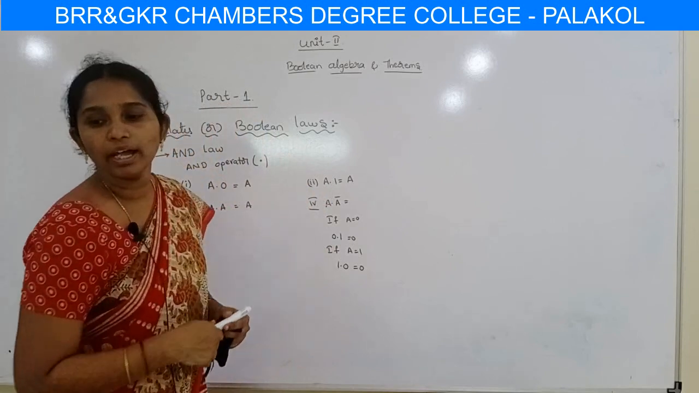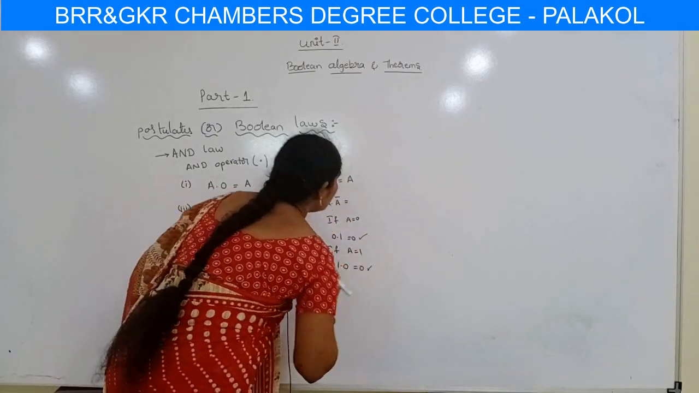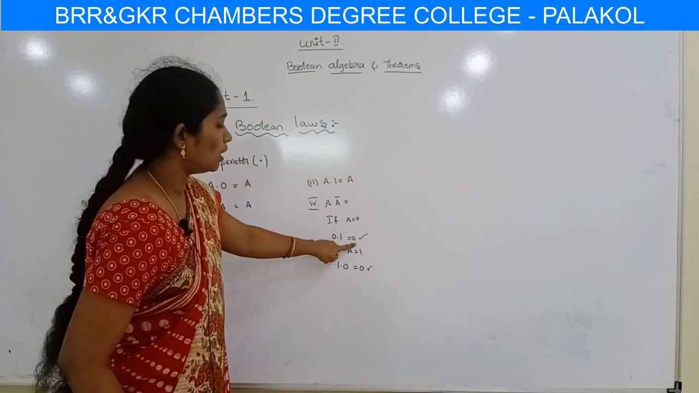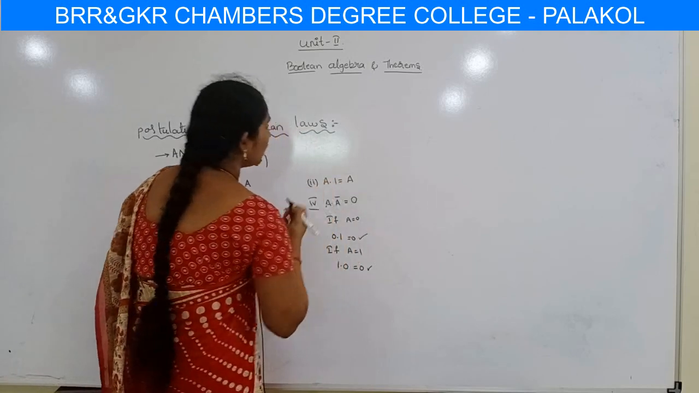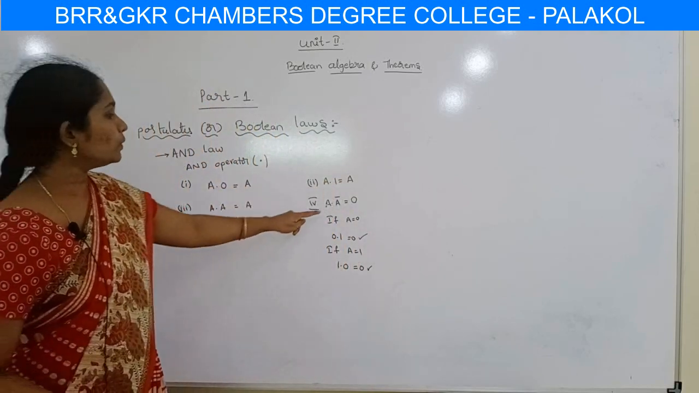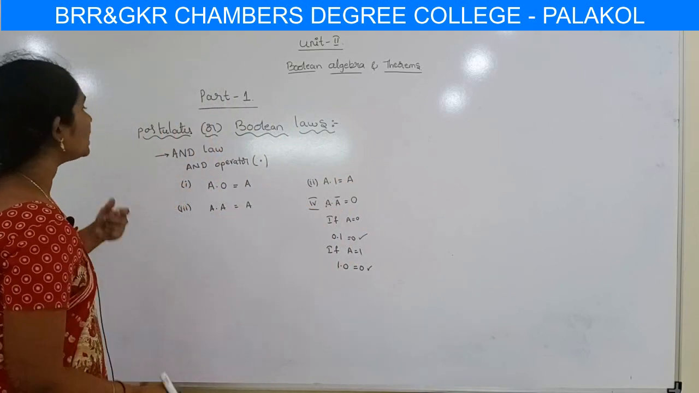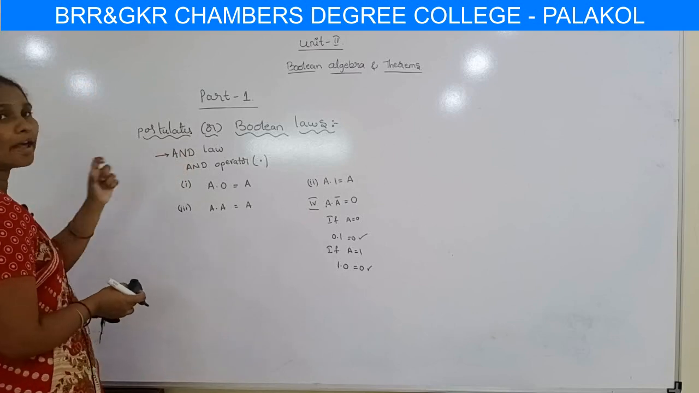Therefore, finally, these are the two we have proved. So A dot A bar is equal to 0 for this example. Next, another law is the OR law.